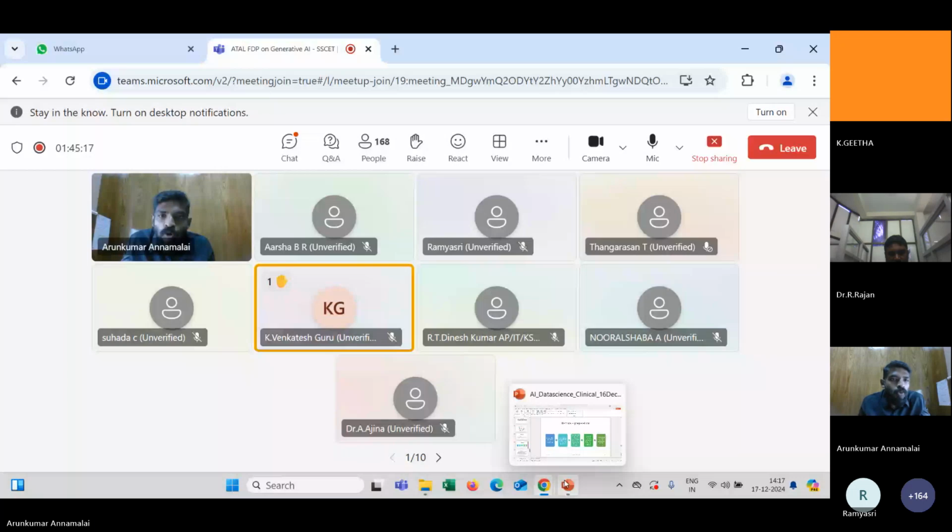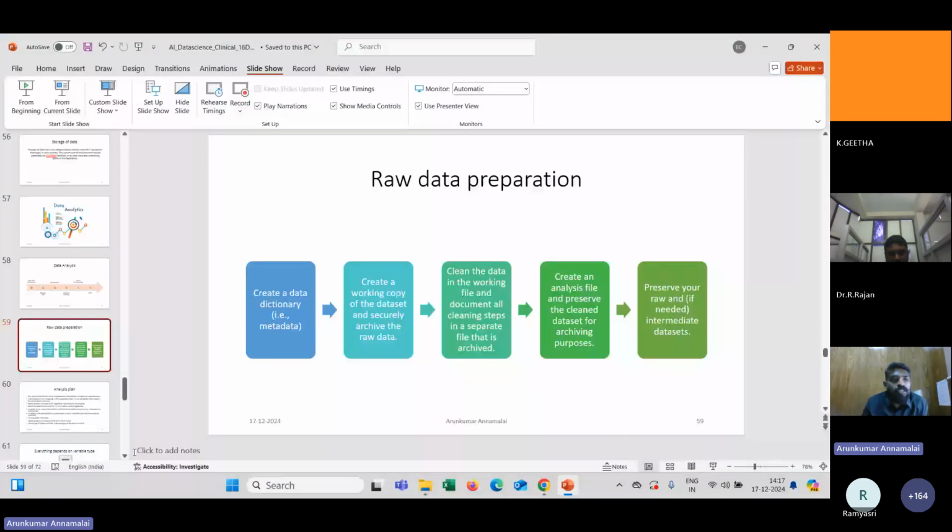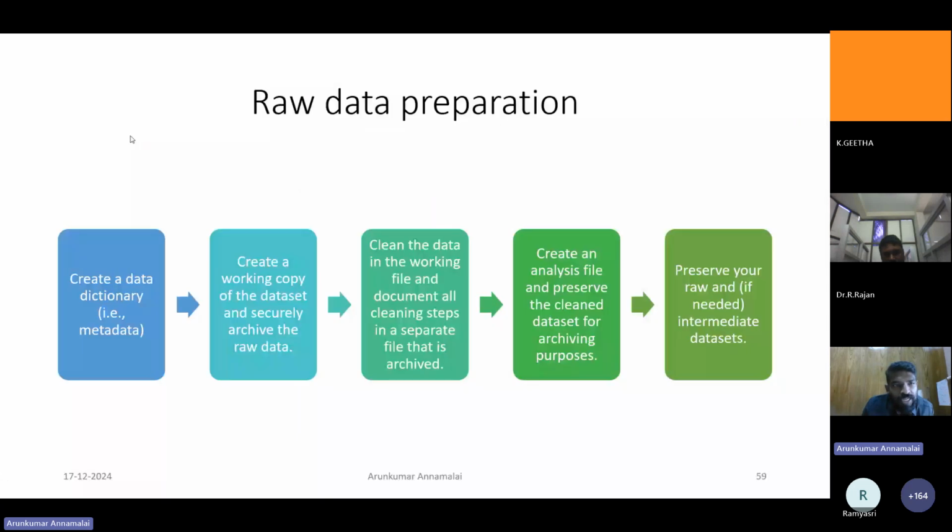Okay, coming to the data analytics part of it. The first step in clinical data is that we always create a data dictionary, which is called metadata. This is a very important document for us. More than collecting data, we work on process data. We have levels and levels of documentation process, which is quite time consuming, but it's worth it because we are trying to build something in the long run that has to sustain. So we create a data dictionary first, then create a working copy of the data set, and then clean the working file. The original file we never touch. The original file will always be there. We always work on the copy of it. And finally, we create an analysis file, and we create intermediate data sets.